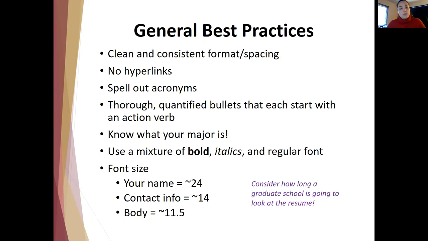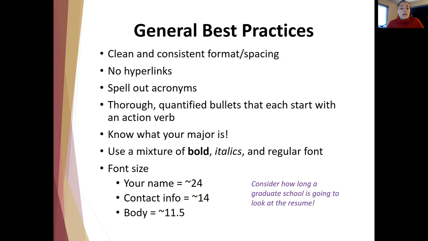So typically your name should be the biggest thing on your resume, so around 24-point font. Your contact information can be around 14-point font. And the body of your resume needs to be readable, so somewhere between 11 to 12-point font. Personally, I think 11.5 is the sweet spot.